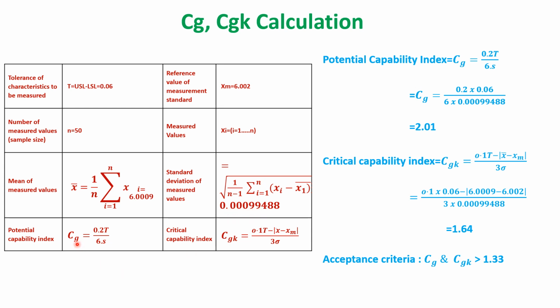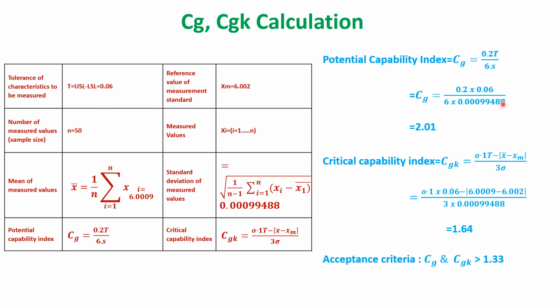Now the Cg formula is this, and the same thing is written over here. That is 0.2 into tolerance divided by 6 standard deviations. Here 0.2 into 0.6, where 0.6 is the tolerance, divided by 6 times the standard deviation which we have got from this, you have to put here, and that gives 2.01 as the Cg.